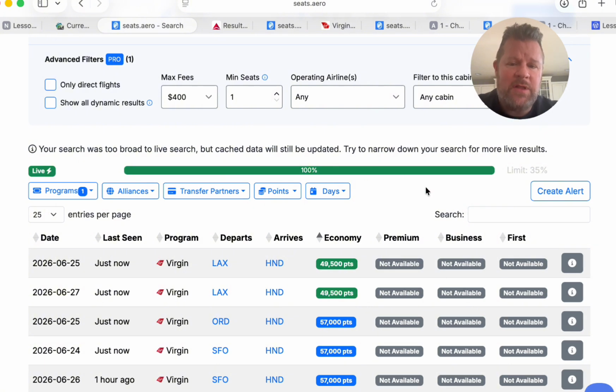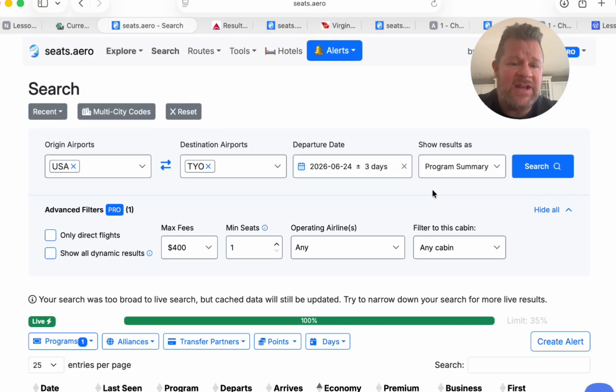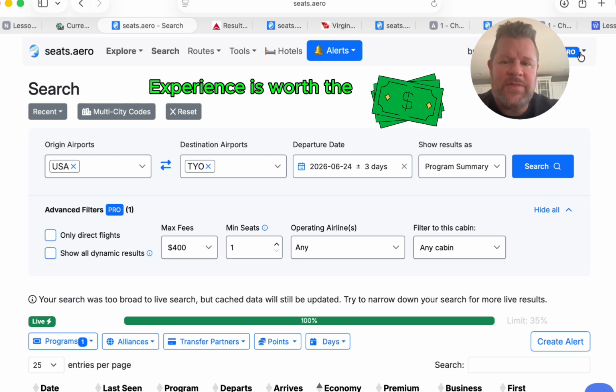This is one that I plugged in just for fun to see what was going on, and you can change all sorts of parameters in Seats.aero. Seats.aero is the other website that I'd like you to pull up. There are a ton of other options for you besides Seats.aero that you can use. There's like Points Yeah, which also works. You'll see I have the pro version here, so this cost me like $100 per year, but I save so much money I don't think it's a big deal.